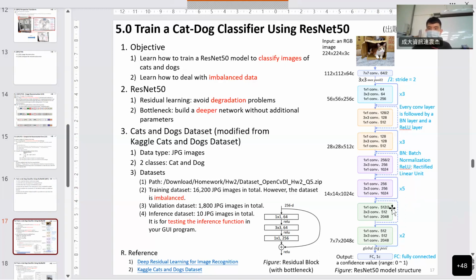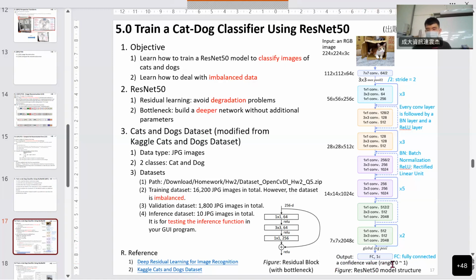After these 4 sections of residual blocks, finally we go to a global average pooling layer to calculate the average values of these 2048 channel feature maps. Then we go to a fully connected layer with 1 output node to output a single confidence value, and the value ranges from 0 to 1.